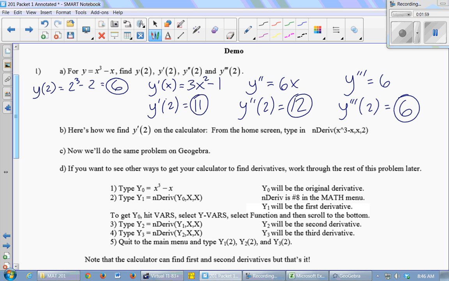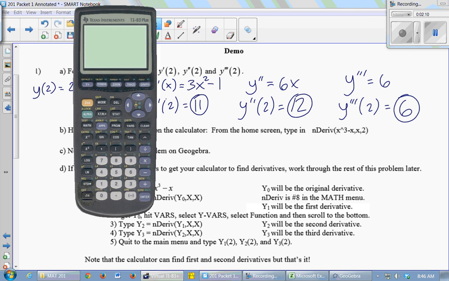So I'm just going to really briefly show you how to find y prime of 2 on your calculator and in GeoGebra. So in the home screen of your calculator, if you're using a graphing calculator, we're going to type nderiv, which is a function that you find in the math menu. So you just press math, scroll down until you see nderiv. It's number 8.